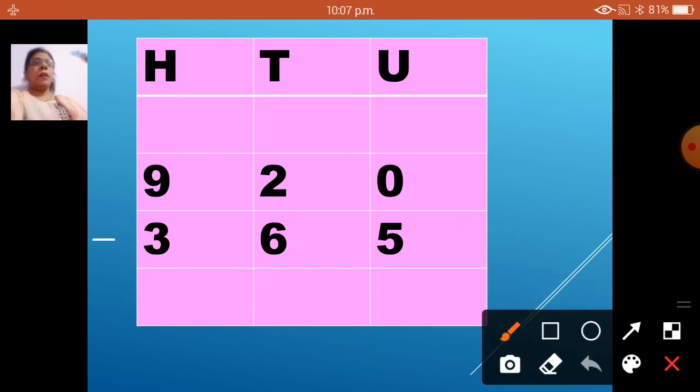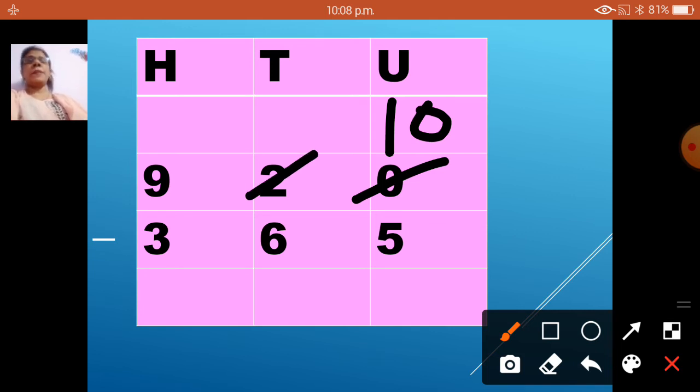Now 0 minus 5. Cut this 0. We'll make it as 10. Because 0 is a small number, 5 is a bigger number. Now from where did I borrow this one? I borrowed from tens place. And I'll make this 2 as 1. So 10 minus 5 will be 5.